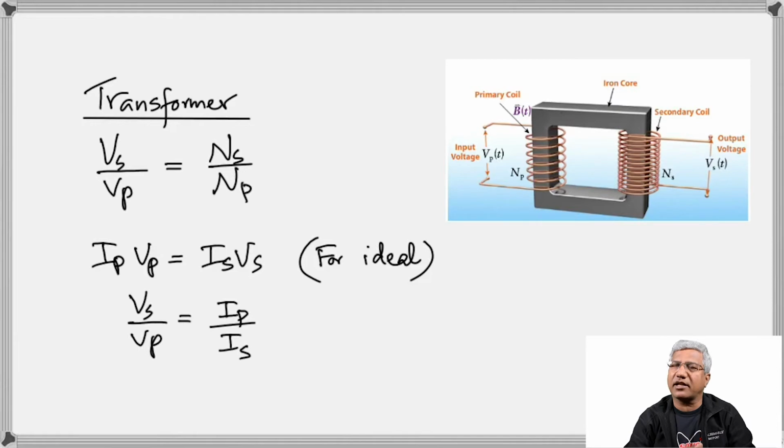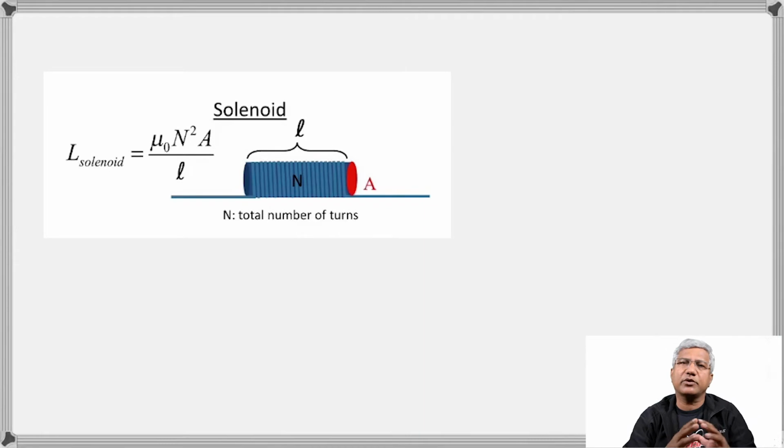Again, remember that a transformer cannot work on DC. Why? Because if you have a constant current here, it's a constant magnetic field. That means no change, which means that there will be no voltage in the secondary. That is topic number 2. Now here is 3. A solenoid.